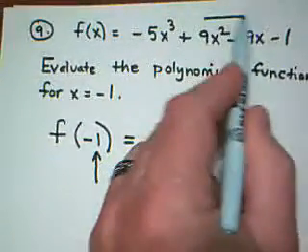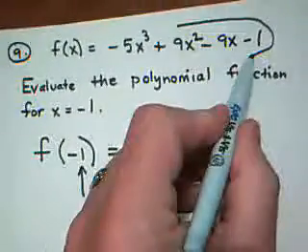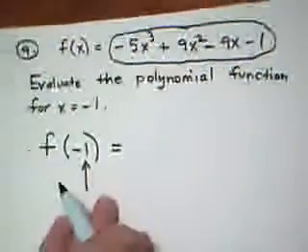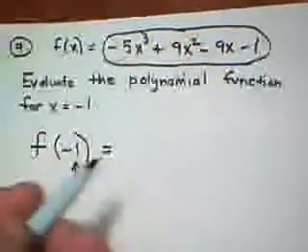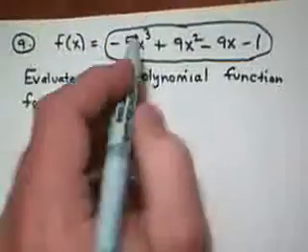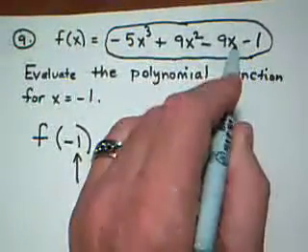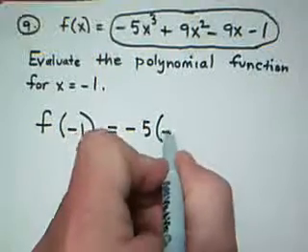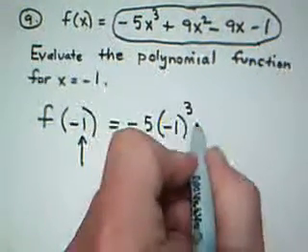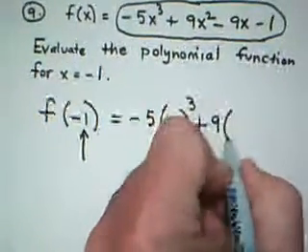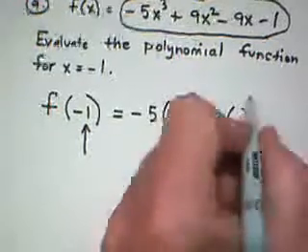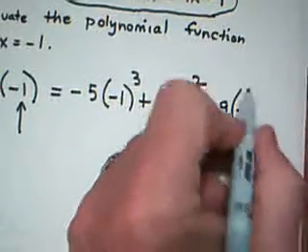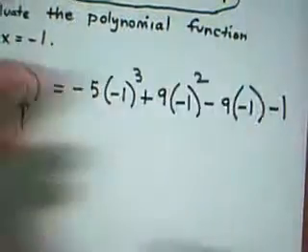So what I do is I take the rule for determining output. This is the rule that I'm circling. That's how I determine my output, which is also my y value. And I plug in a -1 every place I see x. Okay, -5 in parens, -1 cubed. Plus 9 in parens, -1 squared. Minus 9 in parens, -1, and then the minus 1.